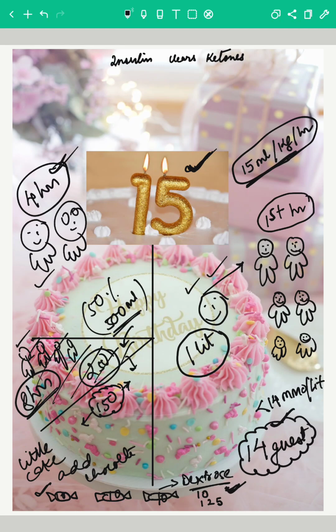That is, IV fluid is given along with dextrose 10% when the blood sugar is less than 14 millimoles per liter. And what is the rate of transfusion? That we have to remember, that is 125 ml per hour. This is something that we have to remember as the rate at which we have to give 10% dextrose.